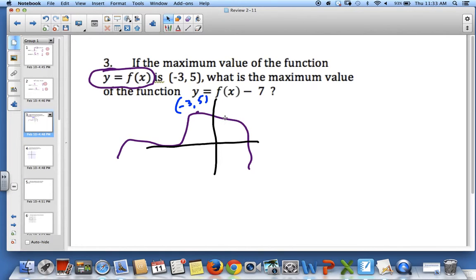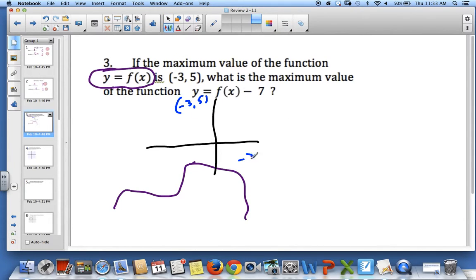So I take this graph and I just move it down 7. And now the maximum point is right here. So the coordinates of that basically doesn't change the x, the y changes by minus 7. So the answer would be negative 3, comma negative 2. That's the answer. So that's what we're looking for. That's the new maximum value.